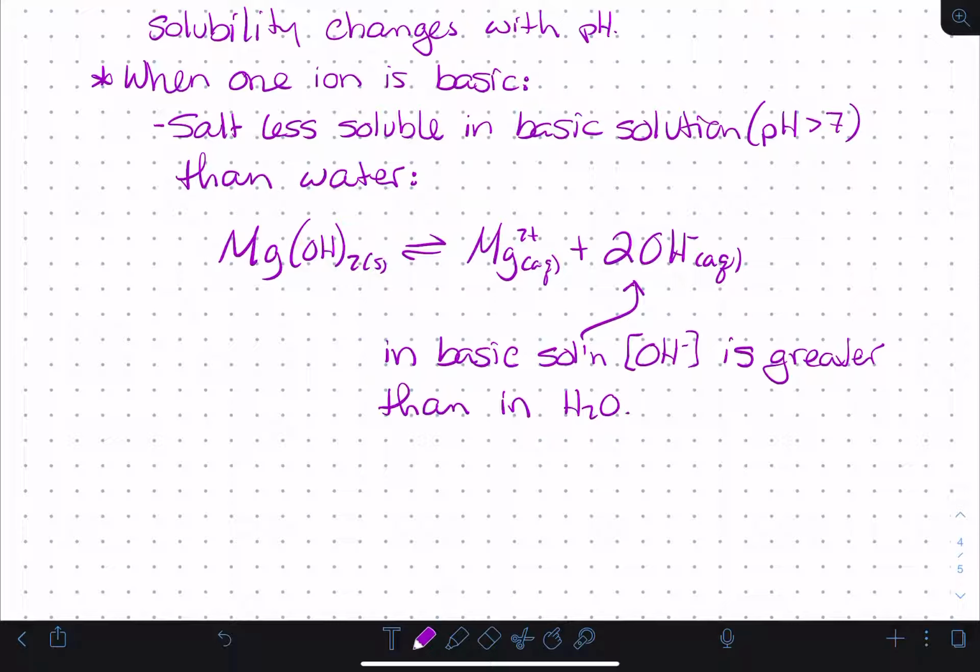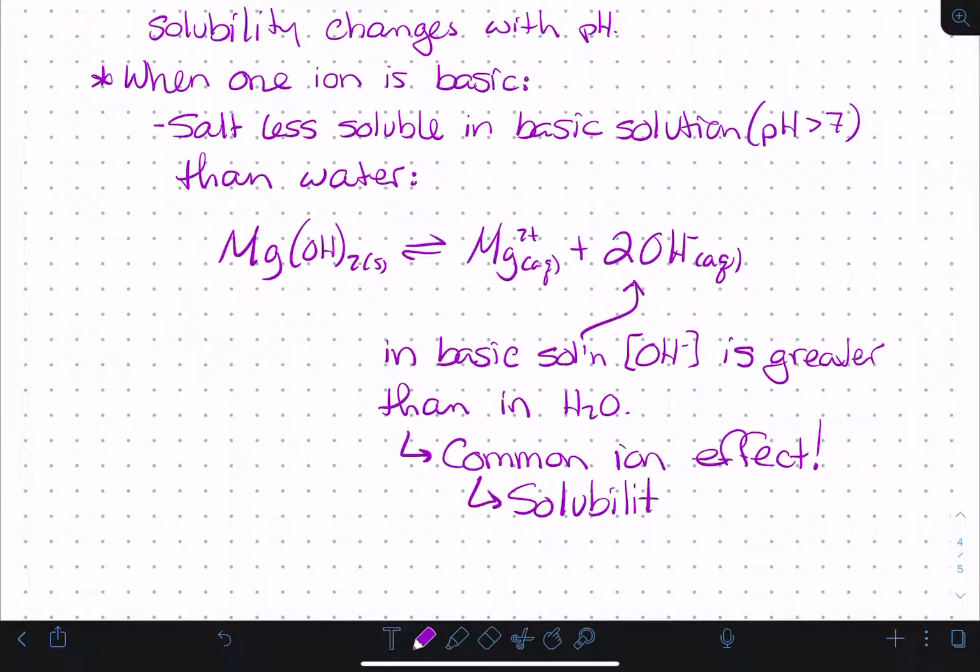So this is essentially just the common ion effect for a base specifically. So we have more hydroxide, our common ion, present in solution, which means that our solubility is going to be decreased. Because according to Le Chatelier's principle, having that extra product in our solution is going to drive our equilibrium to the left.